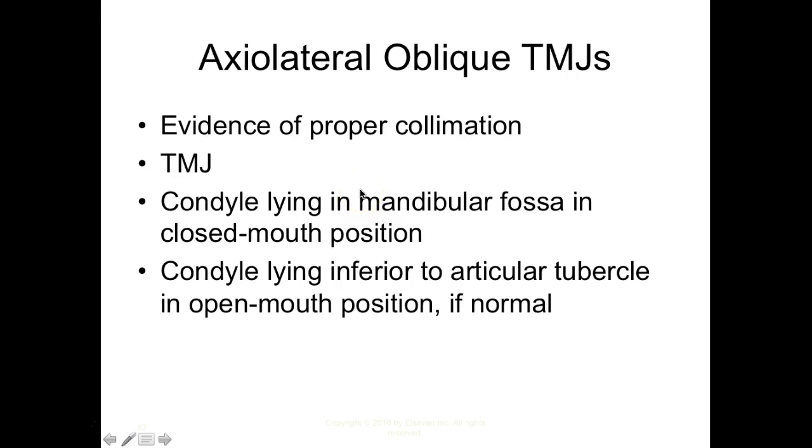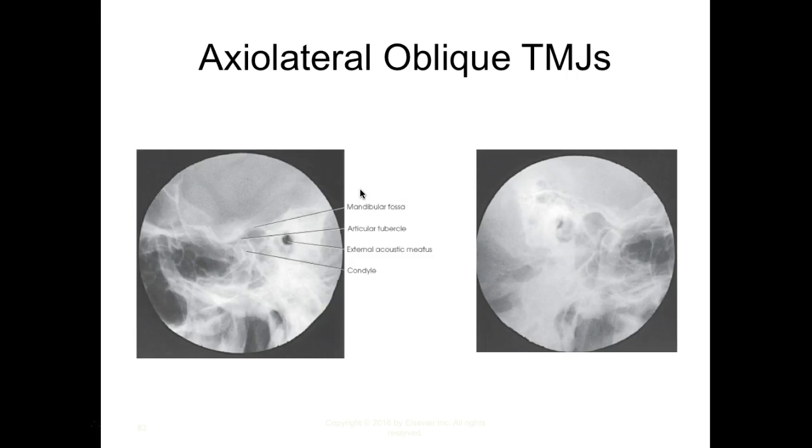And for your axiolateral obliques, evidence of proper collimation, you want to see the TMJs since you're imaging for the TMJs. The condyle lying in the mandibular fossa in the closed mouth, and lying inferior to the articular tubercle in the open mouth. So usually we send these patients to MRI, and then we scan them in MRI. And we do open and closed mouth in addition.